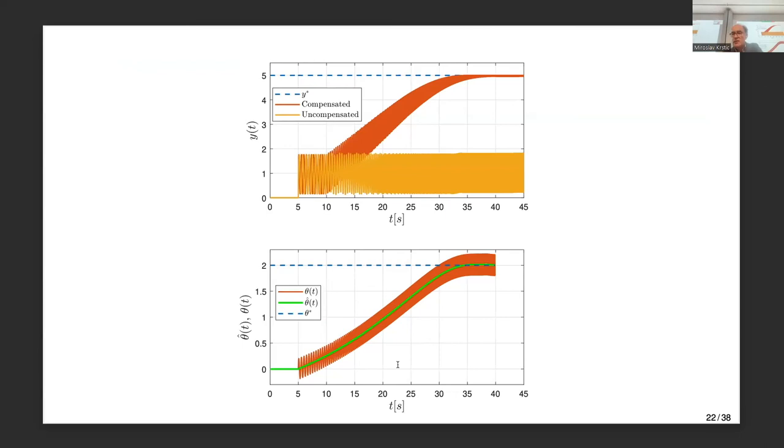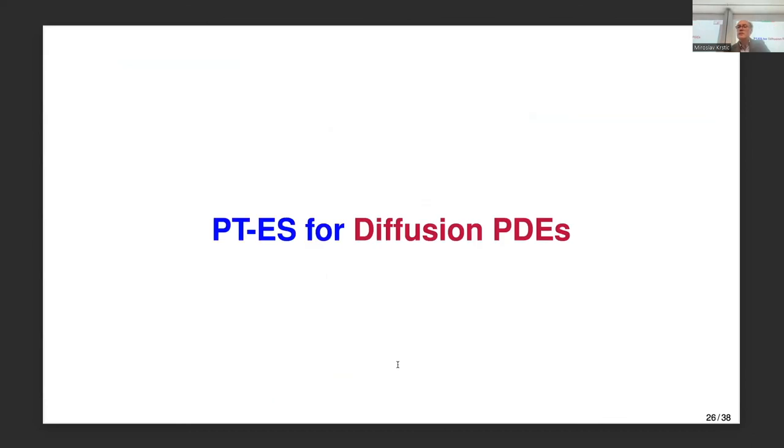Back to why we're doing this. Let's now move on from a delay to something hairier than that. And that's now going from a simple transport PDE to the heat equation, which is enormously more challenging, as it turns out.